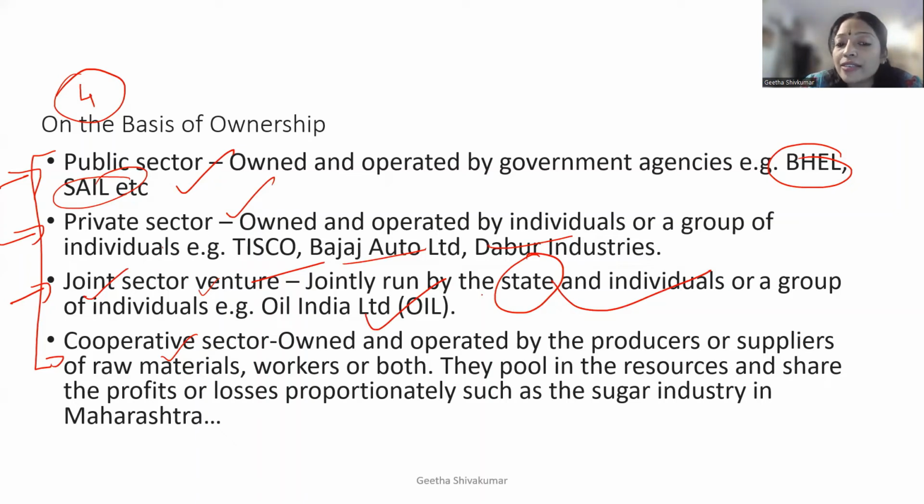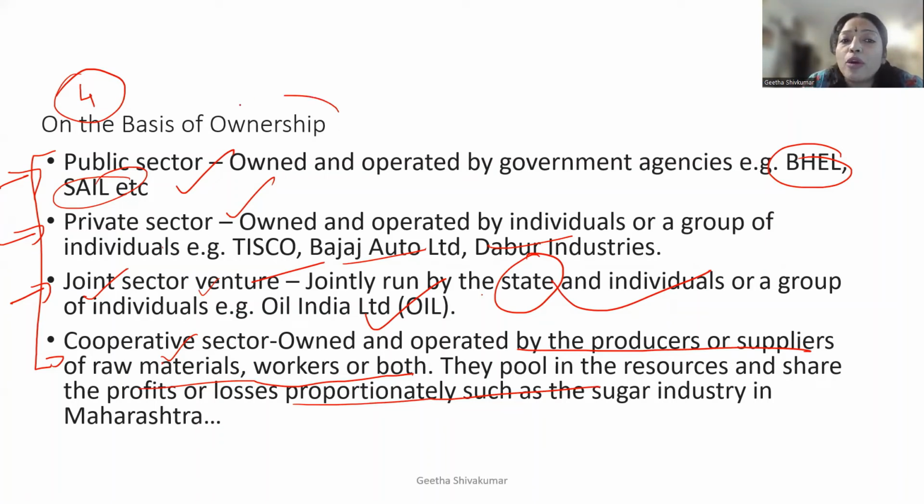Then cooperative sector, owned and operated by the producers or suppliers of raw material, workers, or both. This we have also learned in detail in economics. They pool in the resources and share the profit or losses, such as the sugar industry in Maharashtra. The sugar industry is one of the best examples of the cooperative sector.